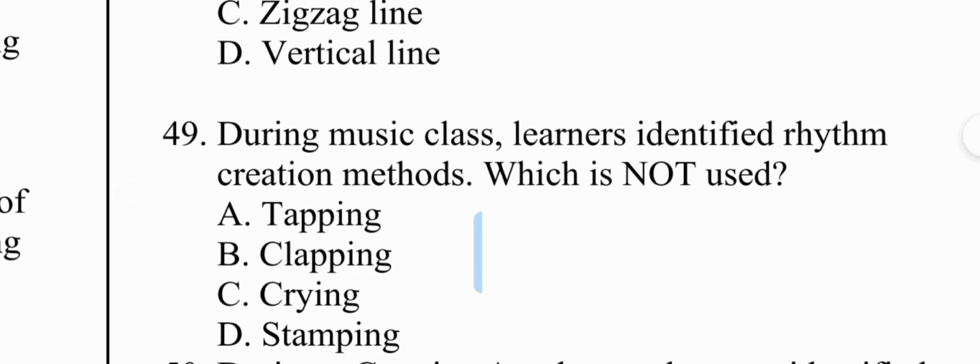Then number 49. During music class, learners identified rhythm creation methods. Which one is not used? Of course, this one is crying. So remove that one to have C.